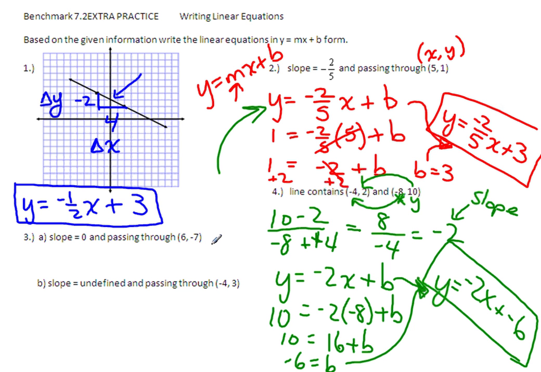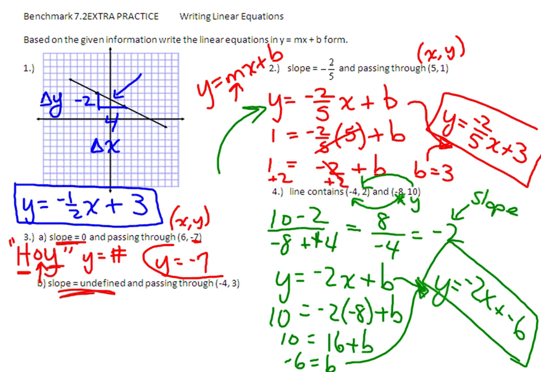And the final one, I'll do number 3 now. Slope is 0. And here I have slope undefined. Now these are the Hoy and the Vux problems. When the slope is 0, I'm thinking Hoy. It just reminds me that a line with a slope of 0 is a horizontal line, and the equation of the line is y equals a number. Well, when I look at my ordered pair, x comma y, I realize that my y is negative 7. So just write y equals negative 7. You don't need to write any x's in there.